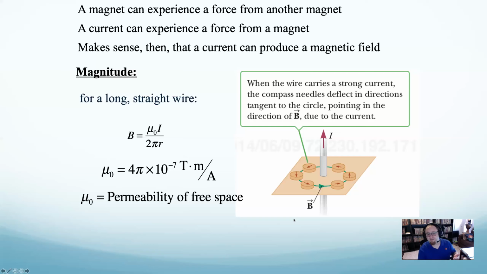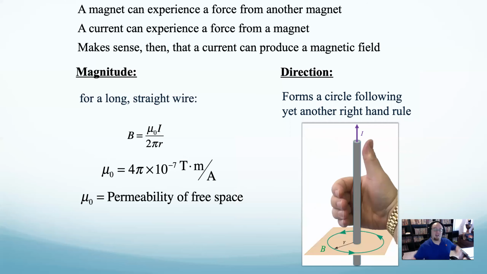Now, direction, we're going to find direction the same way we work out every other direction in this chapter. Another right-hand rule. You want to know the direction of the magnetic field around a wire? Point your thumb in the direction of the current. Whichever way your hand curls, that's the direction of the magnetic field.